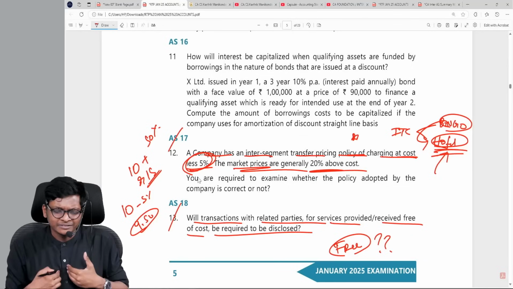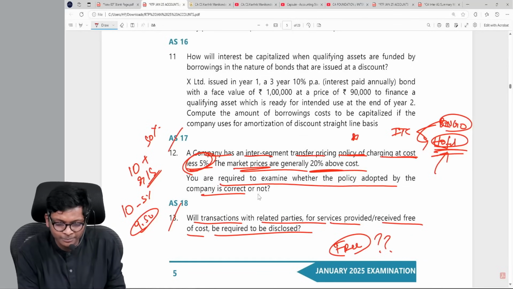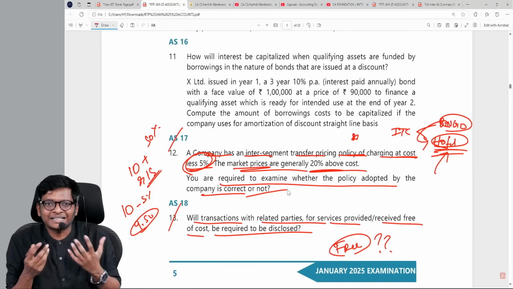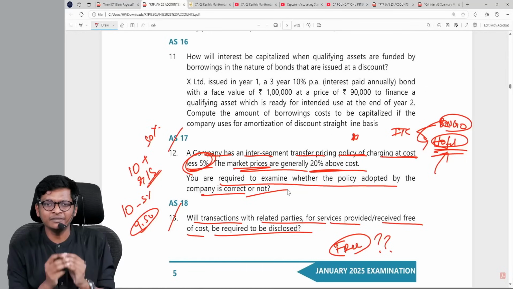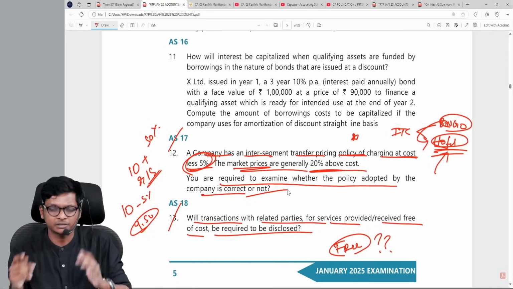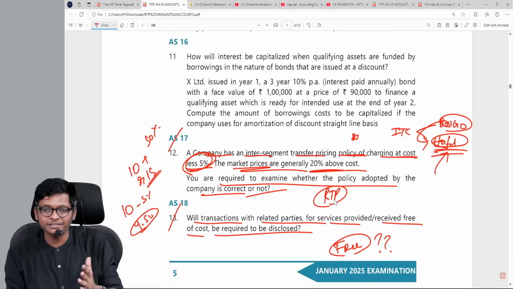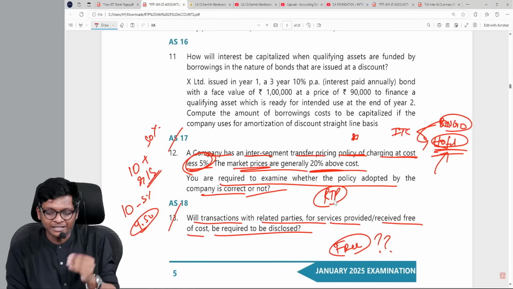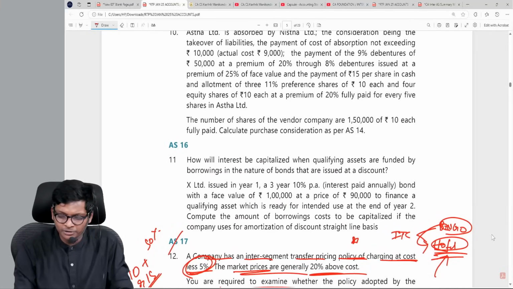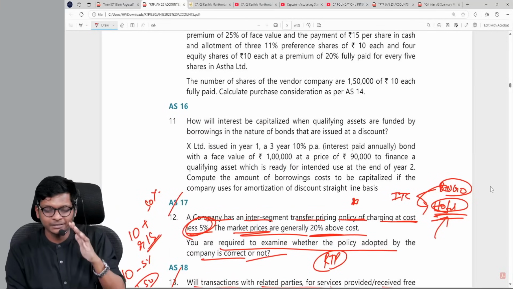Yes. You are not required to examine whether the policy of the company is correct or not. ITC, the company, can decide any transfer pricing policy. We are no one to interfere in that. This RTP question has been there for ages. In the last 10 RTPs, I would ask this five times. Non-Tamil students, don't worry, I didn't say anything important. I said this came many times.